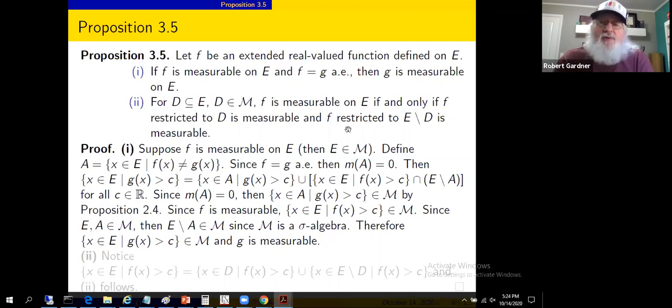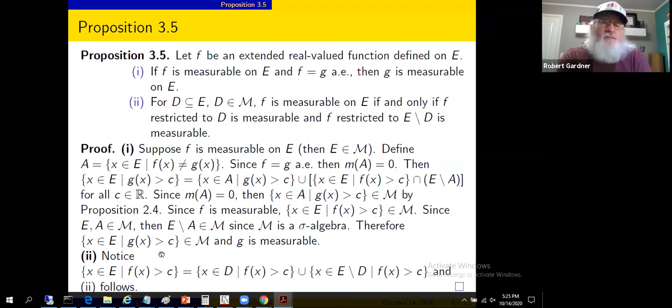Next, this thing about restricting the function to a subset of its domain. Consider the set of x values such that f of x is greater than c. Okay, we've taken the domain, we're really cutting it into two pieces, D and E set minus D. So we'll take the x in D, where f of x is greater than c, and union it with the x's in E set minus D, where f of x is greater than c. Union those together gives this set where function takes on values greater than c. We're trying to show measurable here if and only if measurable there.